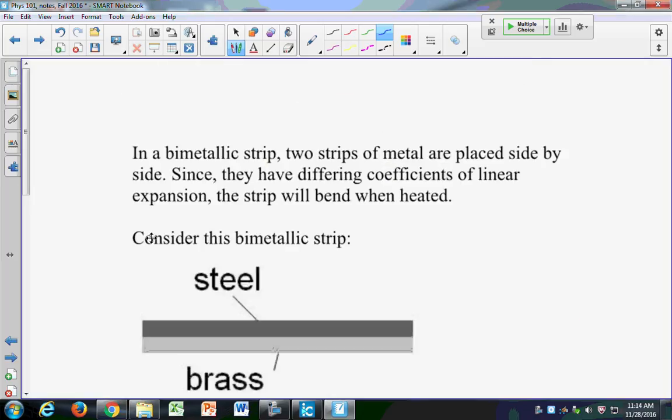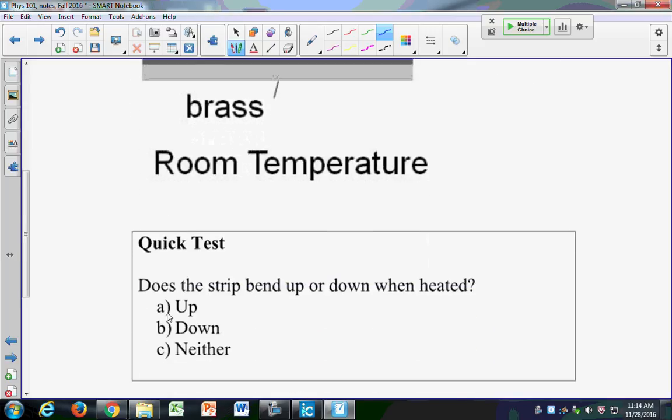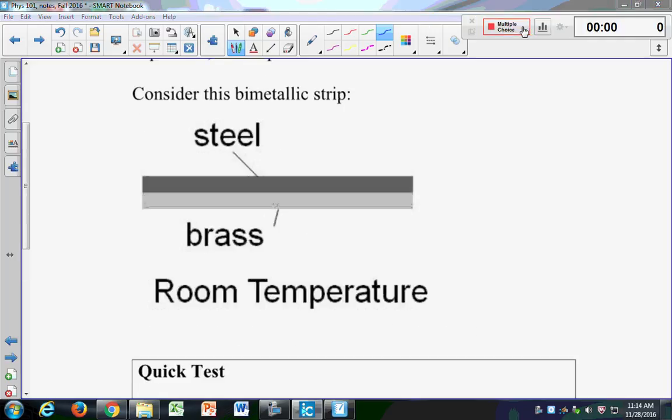Okay, we also see linear expansion in bimetallic strips. You could have a question like this, where you have two materials and you have to think about how they change shape depending on the temperature. Let's look at this bimetallic strip. It is two pieces of metal welded together into a strip. I have steel on one side and brass on the other. They're at room temperature. If I heat it up, does the strip bend up or down? Does it bend A, up, B, down, or C, neither?